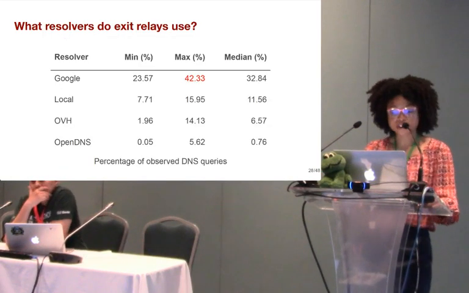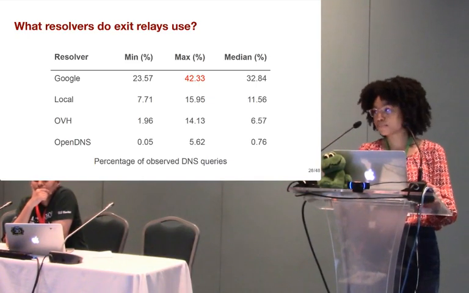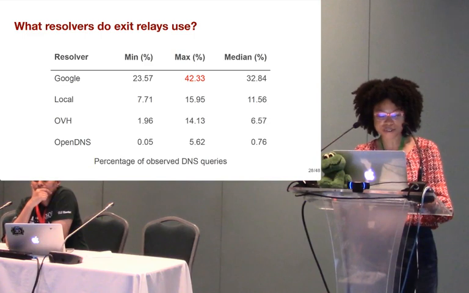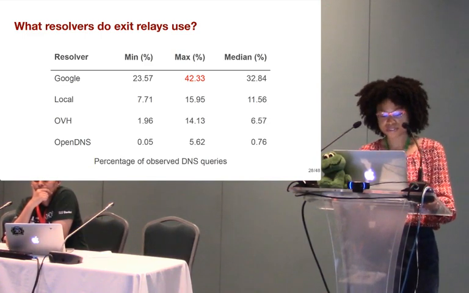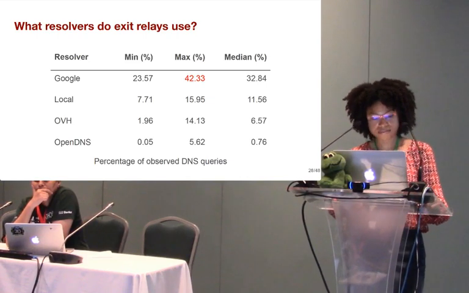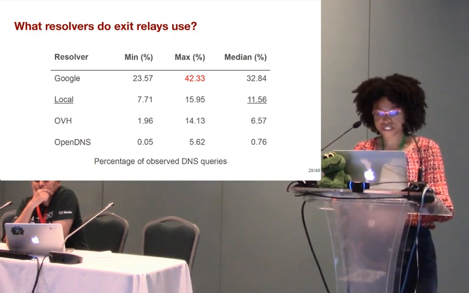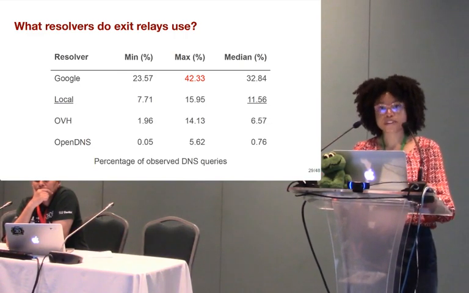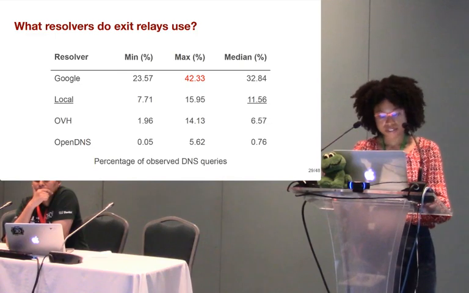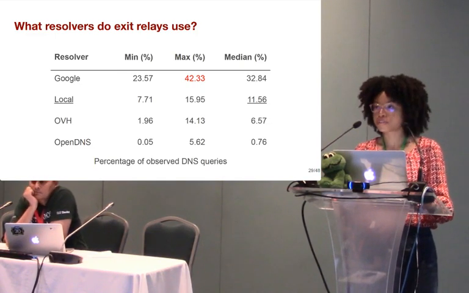Here are the results of our experiment. In this table, we're showing you the minimum, maximum, and median percentages of the DNS requests that the top 4 most popular resolvers could observe during the 8 months of our experiment. In second place, we have exit relays that do their own resolution, which is what we mean by the word local that you see there. And they represent around 12% of queries coming out of Tor on average.